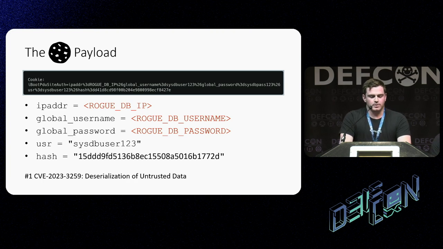And then the USR value has to be this hard-coded user that was already included on the device, and the hash just simply has to match the password for that user. So this was our first CVE, which is deserialization of untrusted data leading to authentication bypass.